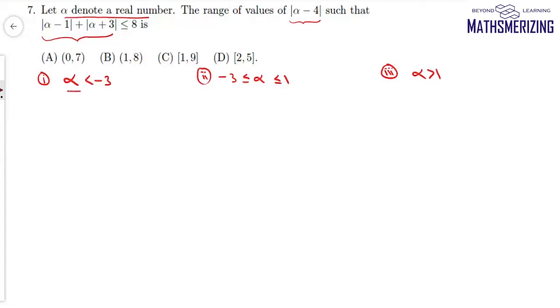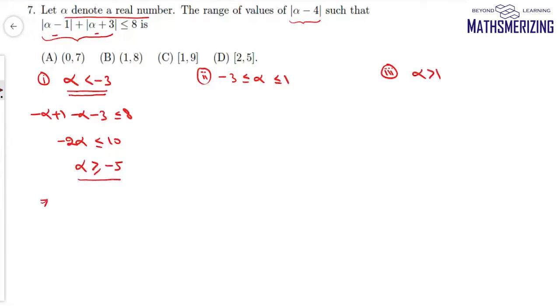So when alpha is less than minus 3, in that case, both these expressions are negative. So I'll write minus alpha plus 1 and then minus alpha minus 3 is less than or equal to 8. So I'll write minus 2 alpha is less than or equal to 10, or alpha is greater than or equal to minus 5. But this result comes with the condition that alpha should be less than minus 3.